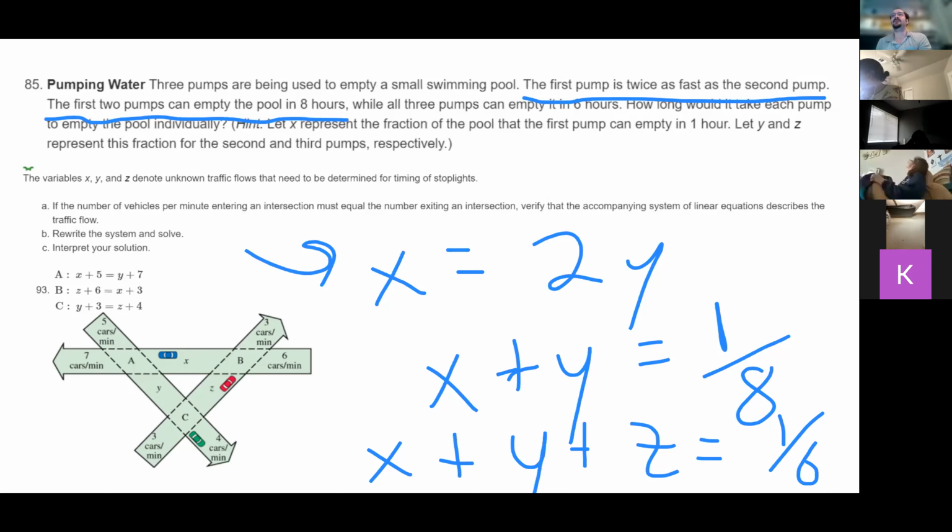And so when they work together, we're combining their rates with addition. On the left, we have something that looks like X plus Y, for the first pump plus the second pump. And it tells me they can do a pool in 8 hours. So the rate for that would be not the 8, but the 1/8 for the one pool every 8 hours, or they're emptying 1/8 of a pool every hour when we put them together. When we add all three of the rates together, they can get it done in 6 hours. So we add all three of their rates, they're cleaning out 1/6 of the pool every 1 hour?